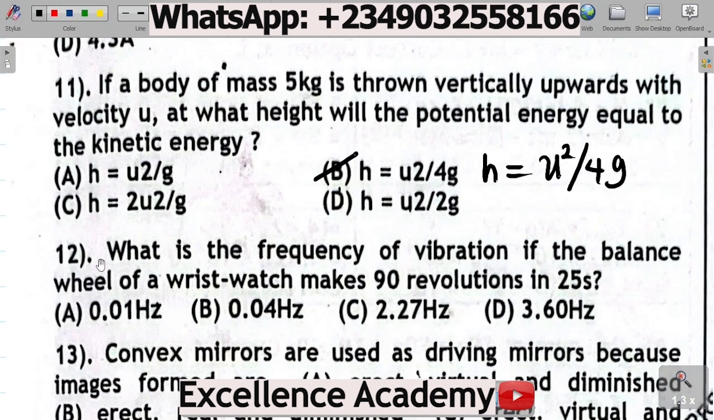Next up, let's look at question number 12. 12 says, what is the frequency of vibration if the balance wheel of a wristwatch makes 90 revolutions in 25 seconds? A, 0.01 hertz, B, 0.04 hertz, C, 2.27 hertz, D, 3.60 hertz. So what's the correct answer to this question, or how do we solve question number 12?